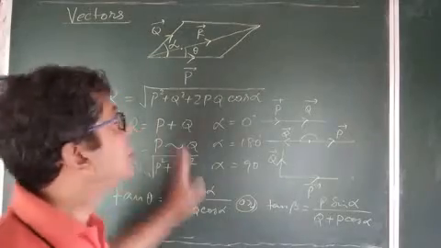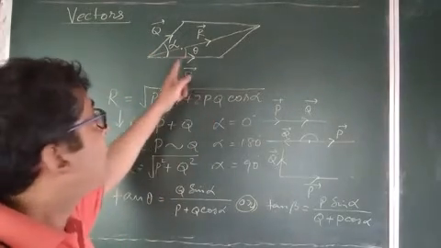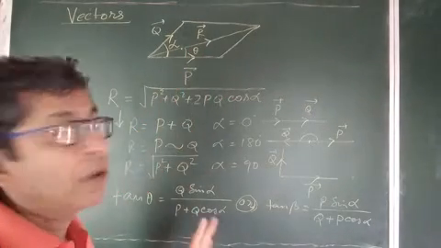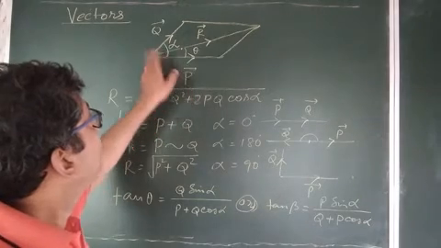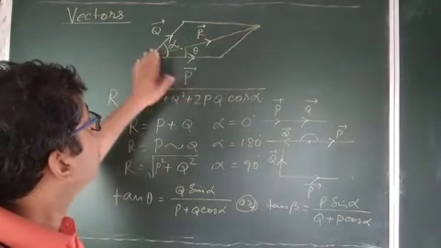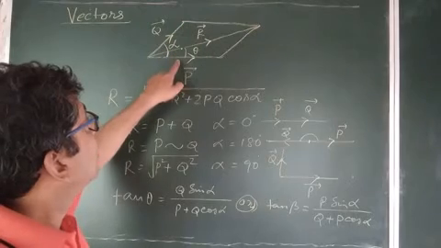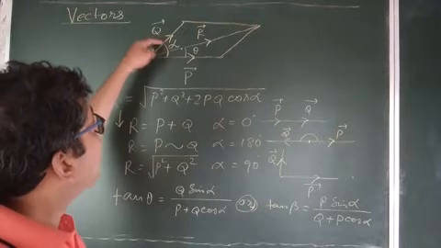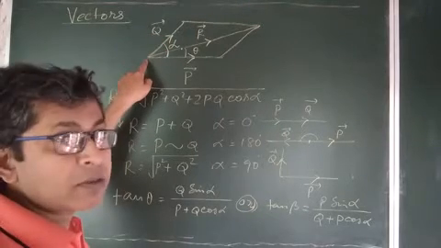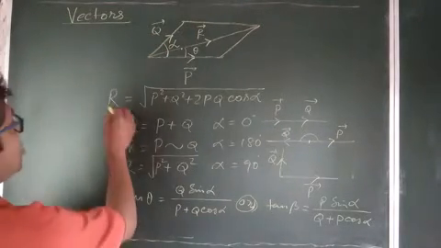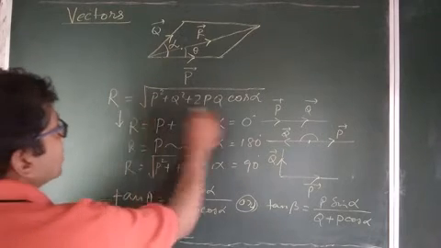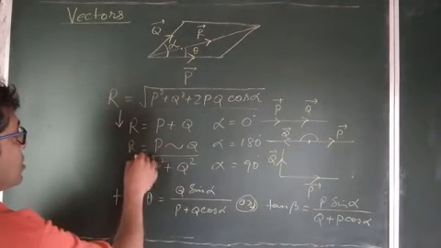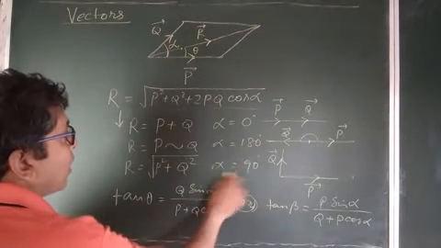In the previous topic, we learned about vector addition. It was said that in the parallelogram law, if two adjacent sides represent two vectors in magnitude and direction, which are acting at a certain angle from a certain point, then the magnitude of their resultant is this. From this expression, there come three options for different values of alpha.